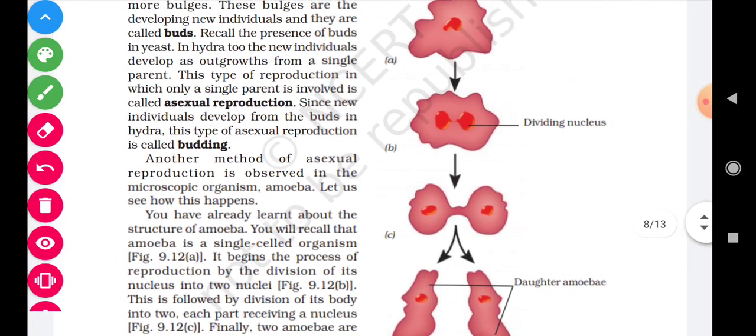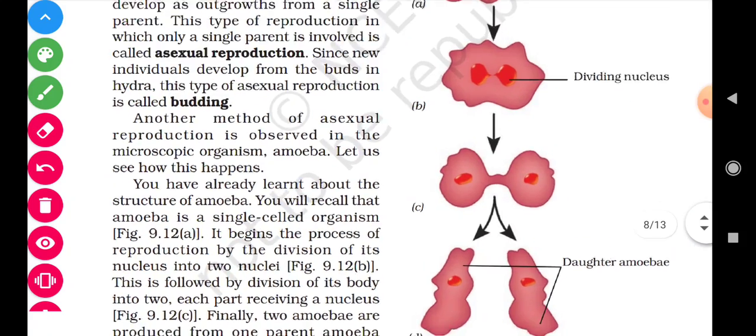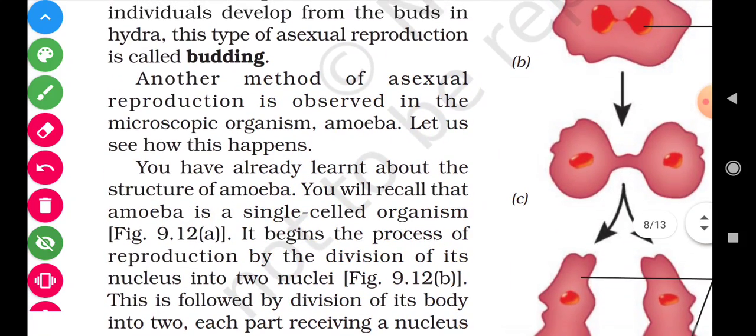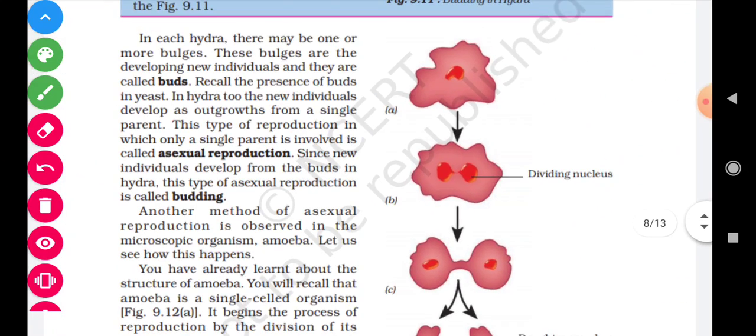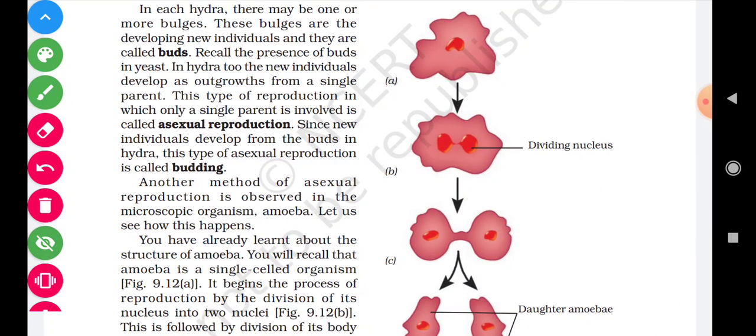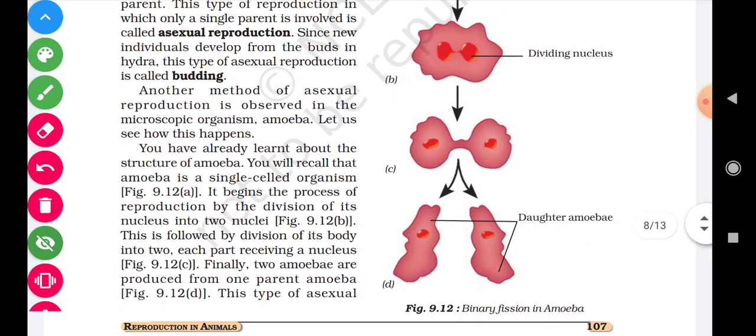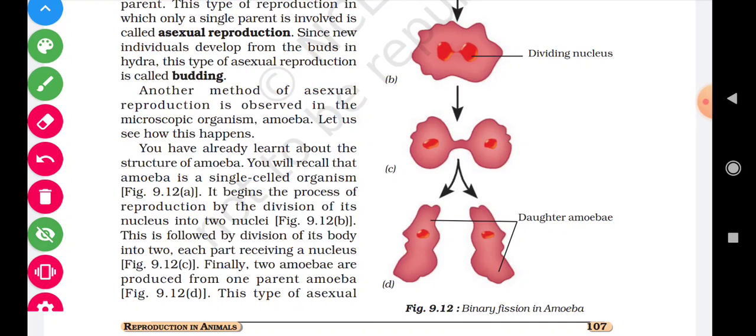Another method of asexual reproduction is observed in the microscopic organism amoeba. Let us see how this happens. This is the basic figure of the amoeba. As we have learnt about the structure of the amoeba, we will recall that amoeba is a single cell organism, means it is a unicellular organism. It begins the process of reproduction by the division of its nucleus into two nuclei. This is followed by a division of its body into two, each part receiving a nucleus.